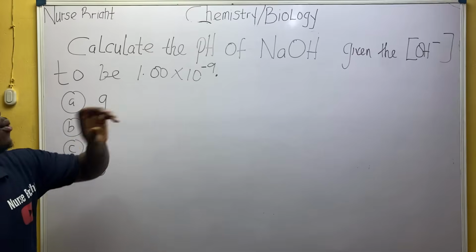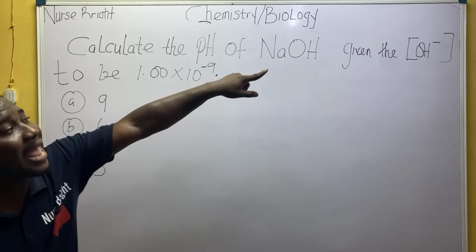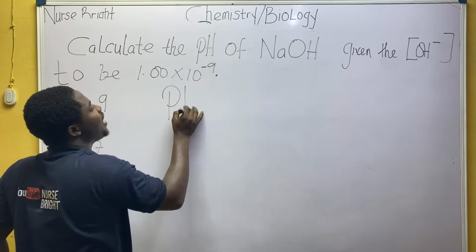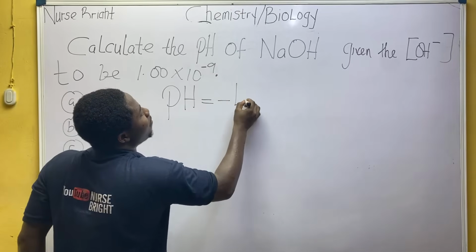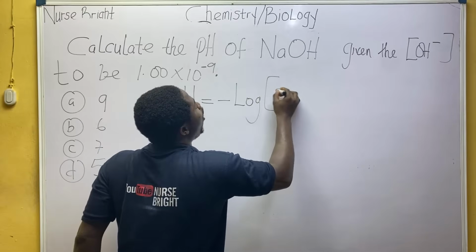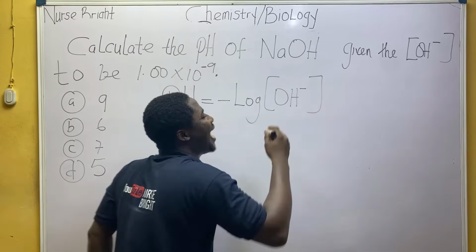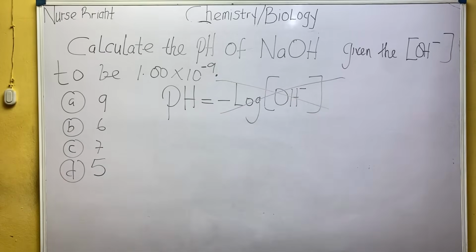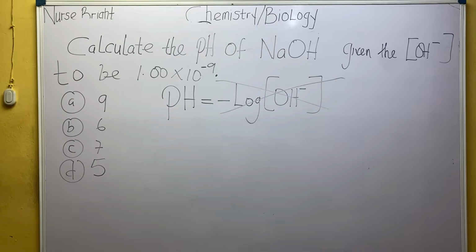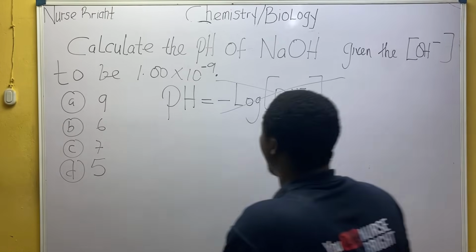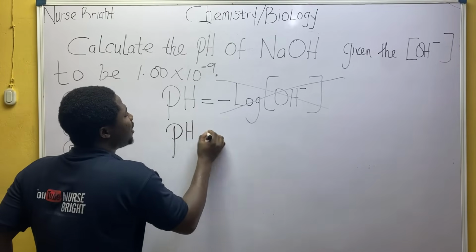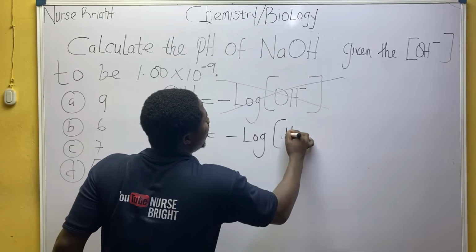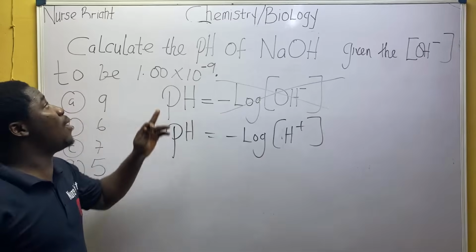Listen to me. What was the information given to you? They gave you information for a base. Is there any formula for pH that says pH is equal to minus log of [OH-]? No, there is no formula like this, because pH always deals with acid. So the formula should have been pH is equal to minus log of [H+].